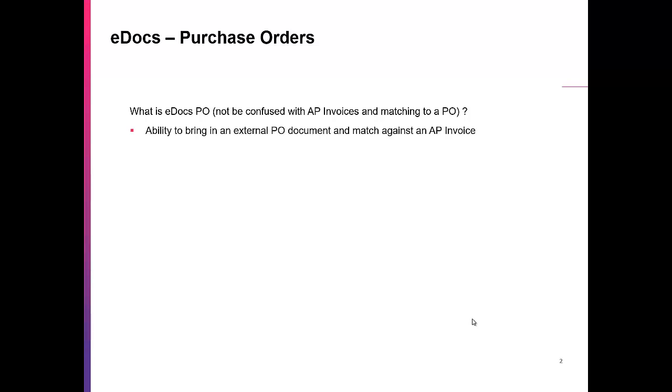It's an ability to bring in an external PO document and match it against an AP invoice in the system. We can talk about some scenarios as to what that means and some examples of it when we go through the walkthrough. You do have the ability to create a system-based purchase order in Greentree from this scanned-in document.